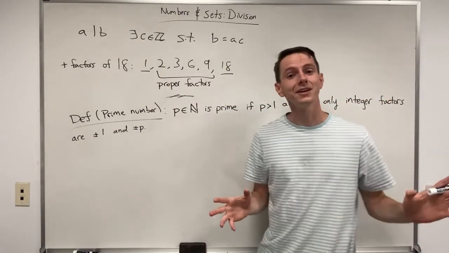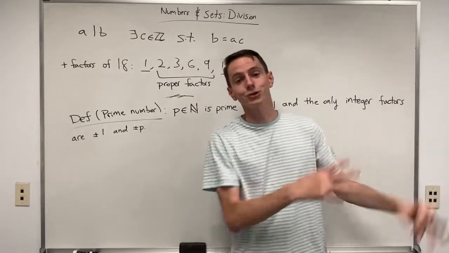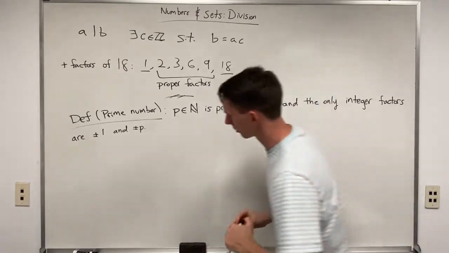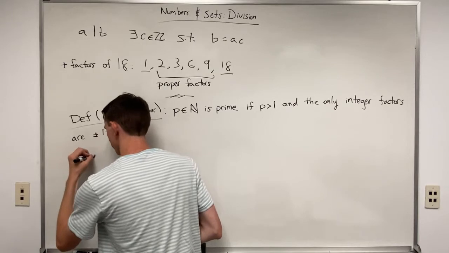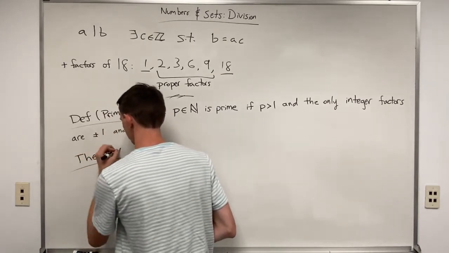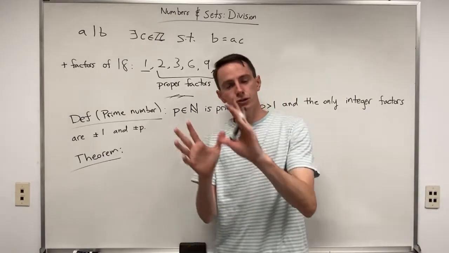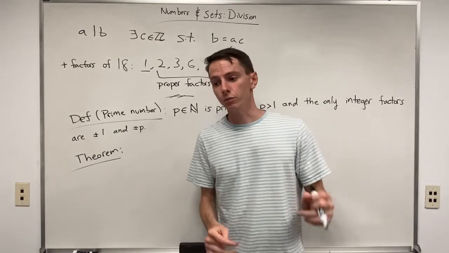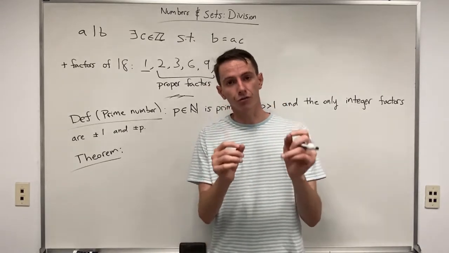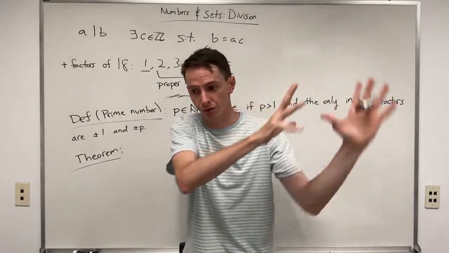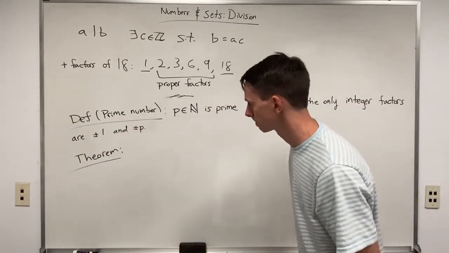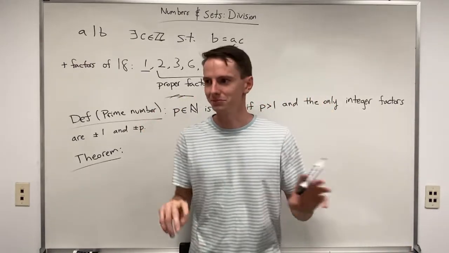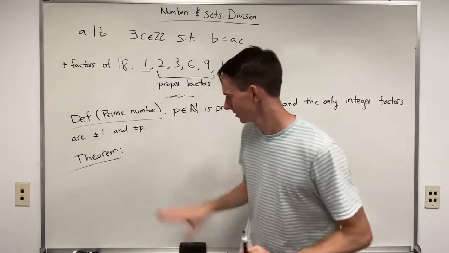What I want to do now is start to look at some really interesting results that can be established from prime numbers. The first result that I want to look at is a theorem. So let's write that out: theorem, which states that any natural number greater than one can be written as a product of prime numbers. In other words, we can decompose any number as a product of prime numbers. So let's write that out first, and then we're going to go through the semi-formal proof for that theorem, by semi, I mean not very formal.